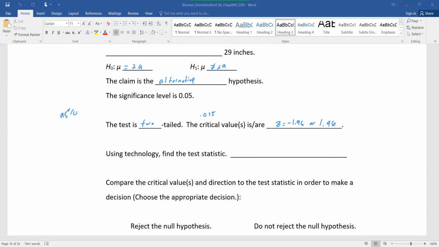Remember, the critical value is going to be alpha divided by 2. So either you have it memorized for 95%, or you take whatever your significance level is, which is your alpha, and divide it by 2. So we're good? Okay. So we're not going to use technology, or are we? Using technology, find the test statistic. Oh, it's wanting us to find the mean. What's the formula?